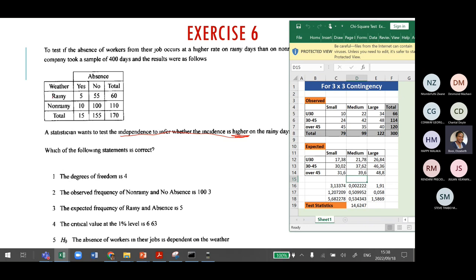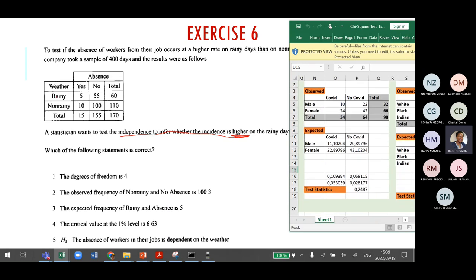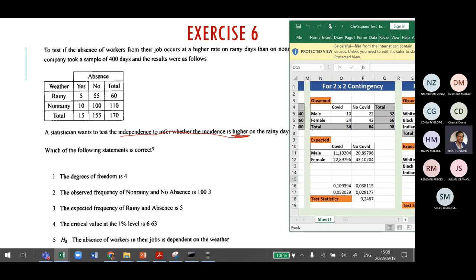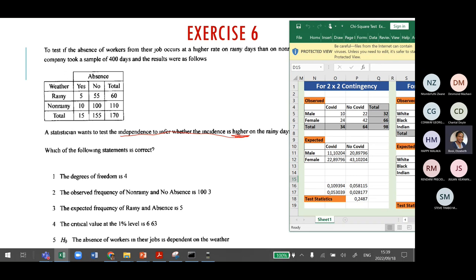What type of contingency table is this? It's a two by two table. You will go to the 2x2 because you have rainy and non-rainy, yes and no. Don't count the totals. Those using the template just need to fill in the observed values, 5, 10, 55, and 100, into the table. Change the names, rainy, yes and no, and then answer the table. There is your expected, there is your test statistic, but the question was not asking about the test statistic.